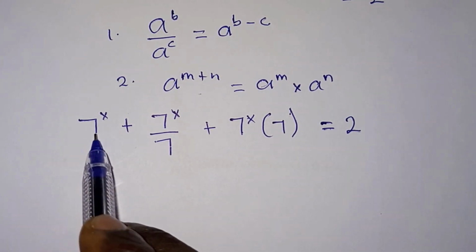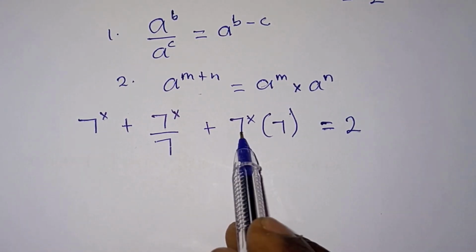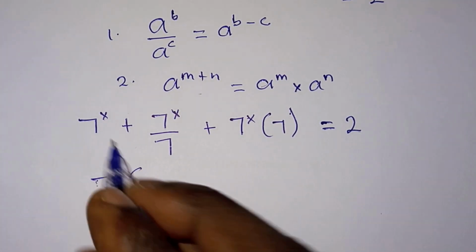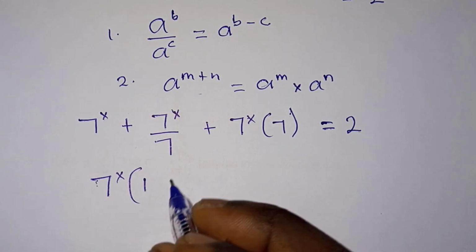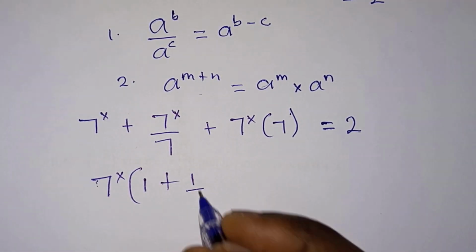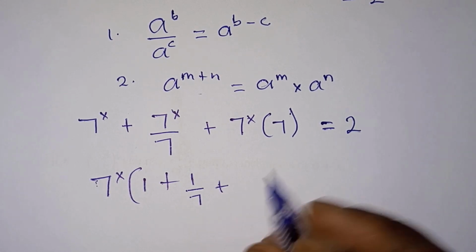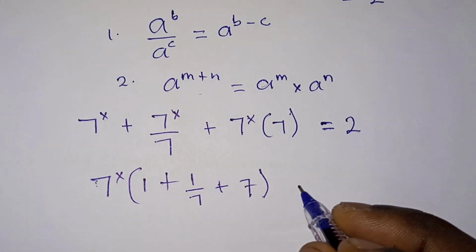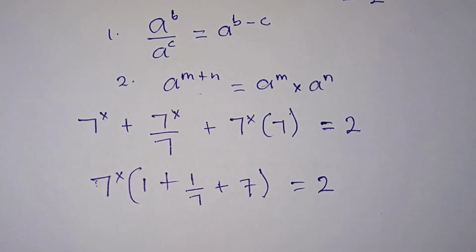We have 7 to the power x, 7 to the power x, 7 to the power x, so let's factor it. 7 to the power x times, here we are left with 1, plus, then this side we have 1 over 7, plus, here we are left with only 7, and this is equal to 2.